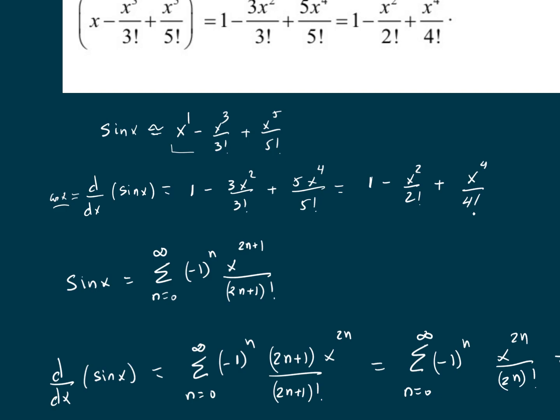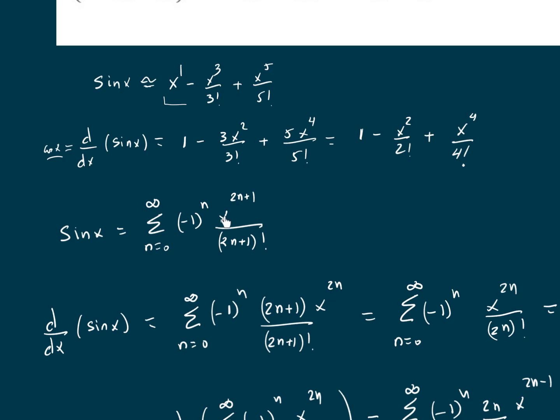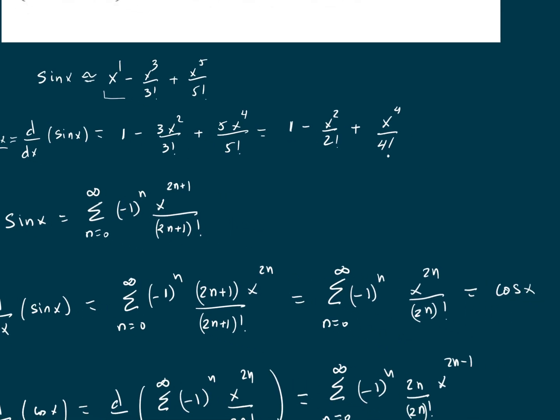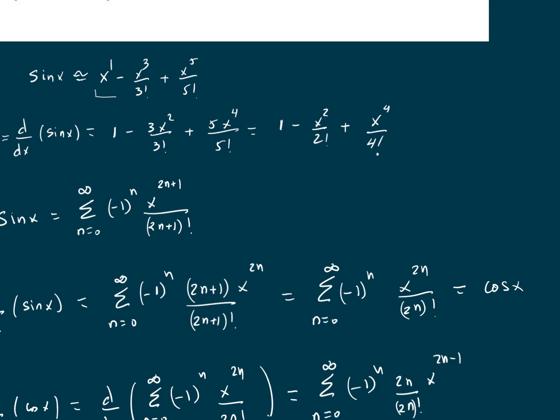If I take the derivative here, what will be the derivative of sine of x? With respect to x, of course, it will be minus 1 to the n. The derivative of x to the 2n plus 1 is 2n plus 1 times x raised to the power 2n plus 1 minus 1, or 2n, divided by the denominator, which is a constant. So it will be the summation of all this expression, and when you write 2n plus 1 factorial as 2n plus 1 times 2n factorial, the 2n plus 1 cancels, and again you obtain that the derivative of sine of x is this expression, and this expression is cosine of x. Cosine of x is this expression.